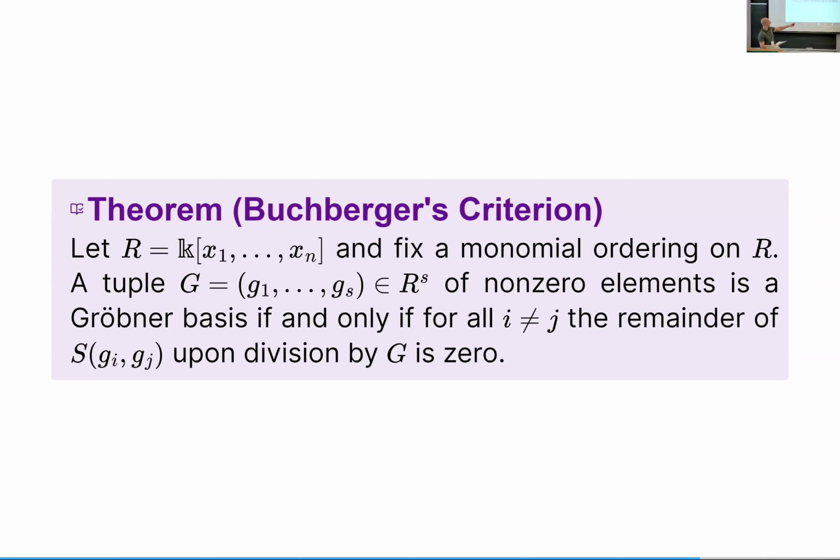I think my understanding was the order of the G1 through GS. Yeah, of course, the monomial ordering is fixed, should be fixed throughout.